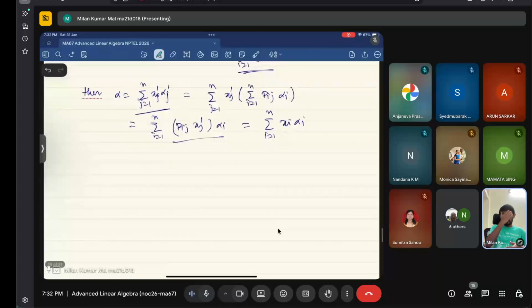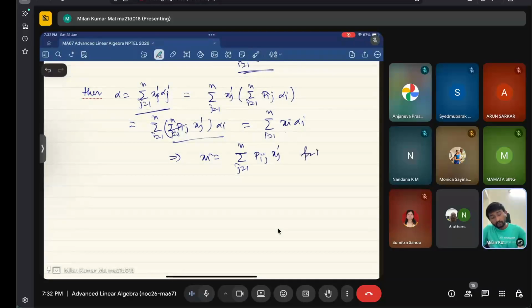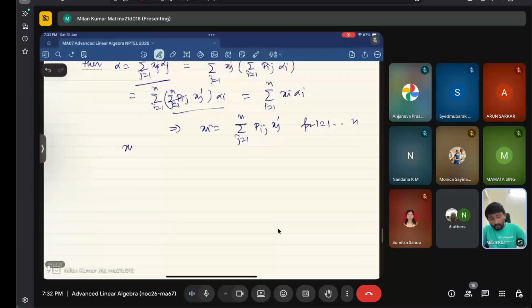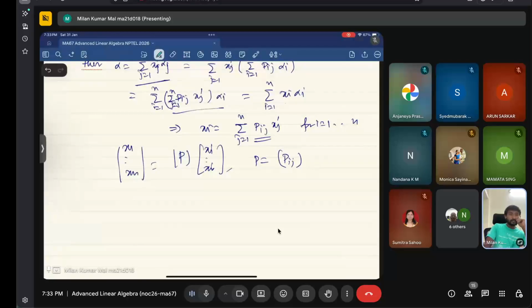Alpha is a linearly independent set of vectors, so you can compare, which implies that xi is equal to, sorry, here I made a mistake, the summation of j equals 1 to n of p_ij xj dash. This is true for all i equals 1 to n. If you write it as a column vector x1, x2, up to xn, then you will get the matrix P times the vector x1 dash all the way to xn dash, and P is the matrix whose ijth entry is p_ij. So this is the basis change matrix.